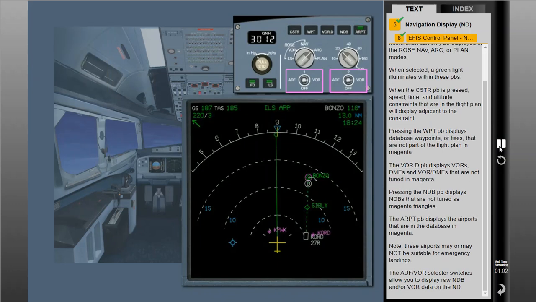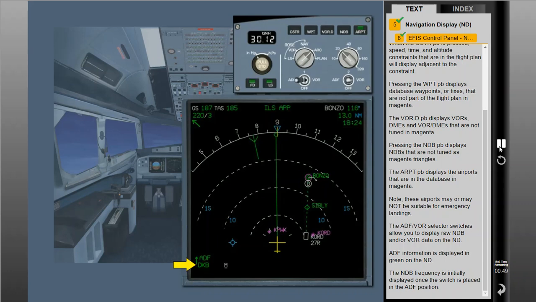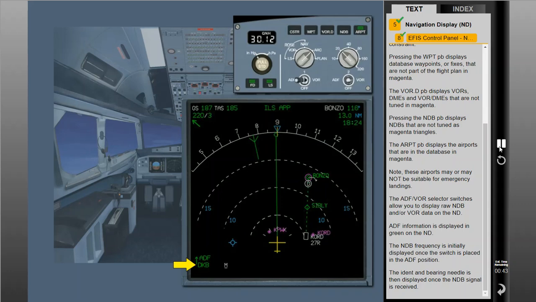The ADF VOR selector switches allow you to display raw NDB and/or VOR data on the ND. ADF information is displayed in green on the ND. The NDB frequency is initially displayed once the switch is placed in the ADF position. The ident and bearing needle is then displayed once the NDB signal is received.